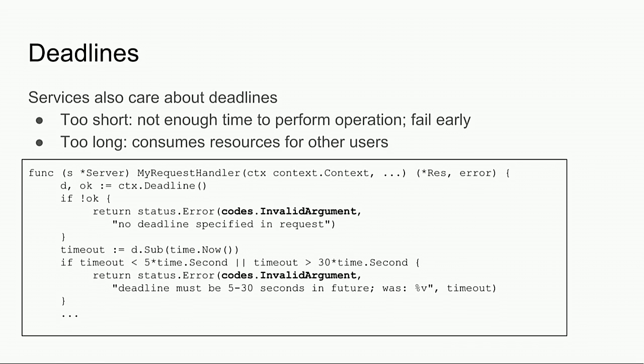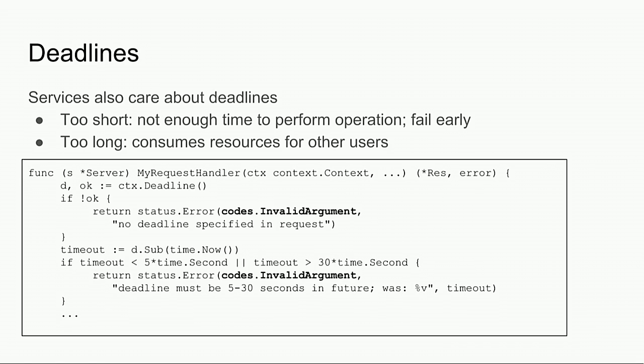If your deadline is not long enough, then as a service, you can know to abort early and not attempt an operation. So it's a good idea to check deadlines to make sure you have enough time before you start performing an operation. Conversely, if you have no deadline, that's actually a very bad thing. It means that the RPC can sit there and stall with you indefinitely, which could be a problem. Or if your deadline's just too long, it means that you're using up resources for longer than you might intend.